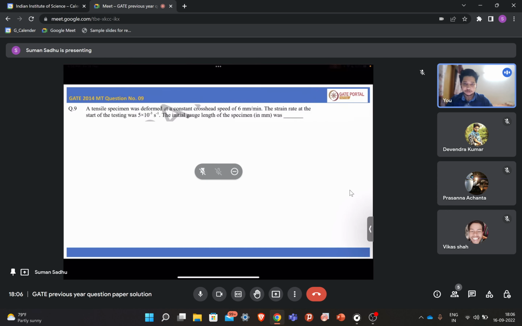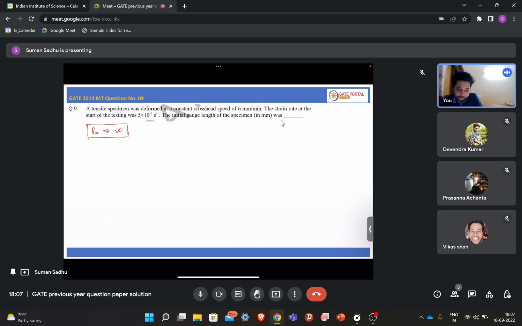Okay, so let's move into the first question of today. This is question number 9 of GATE 2014 metallurgical engineering. It states that a tensile specimen was deformed at a constant crosshead speed of 6 millimeter per minute. The strain rate at the start of the testing was 5 into 10 to the power minus 3 second inverse. The initial gauge length of the specimen in millimeter was. So we have to determine the initial gauge length, that is L naught.